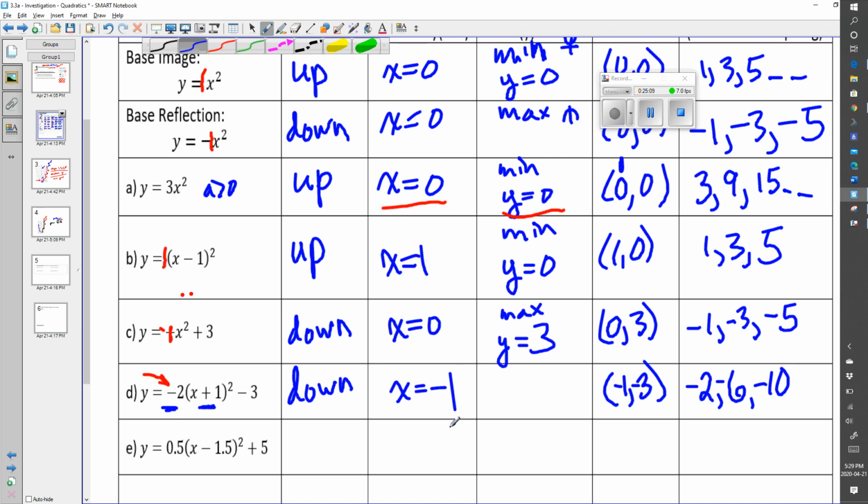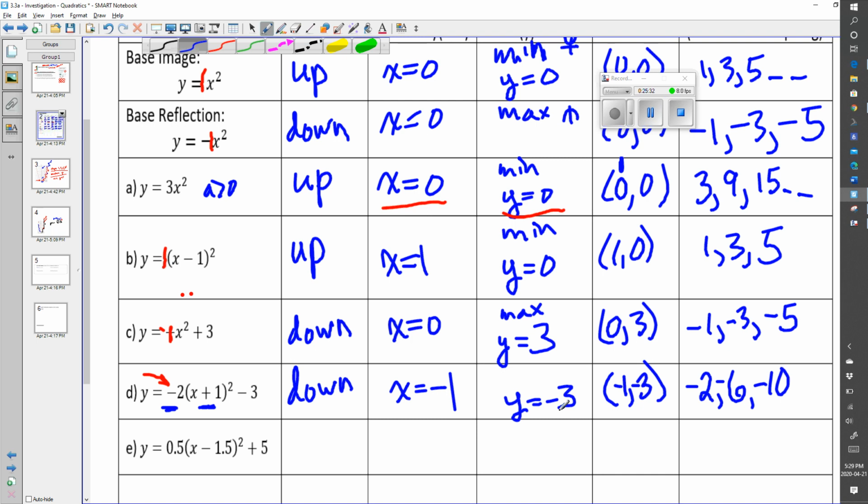Okay? So the x value is opposite of what you see inside of this bracket. And whatever's on the outside for this last bit is what our y value is. So we got y is equal to -3. Now, based on that, this is a parabola that's opening down.